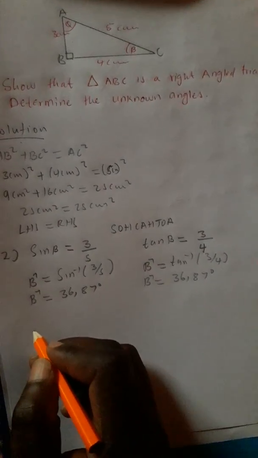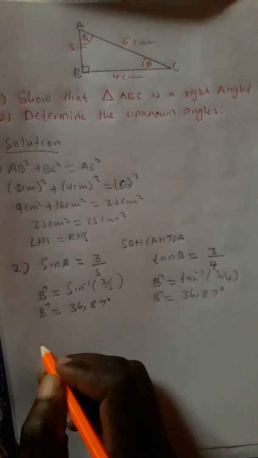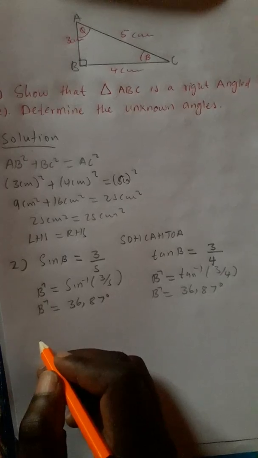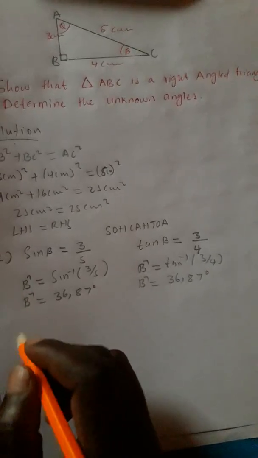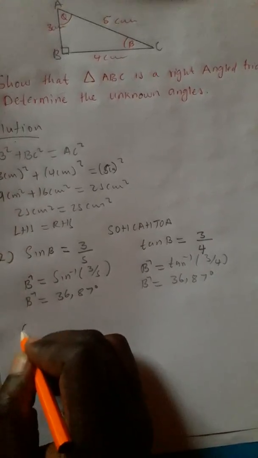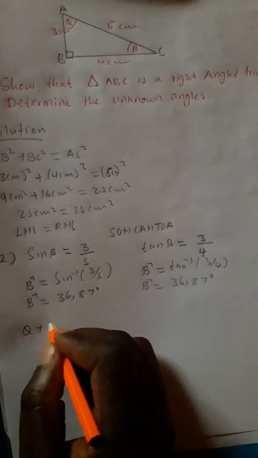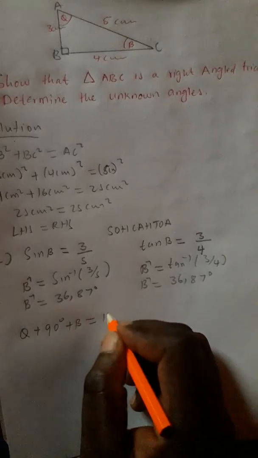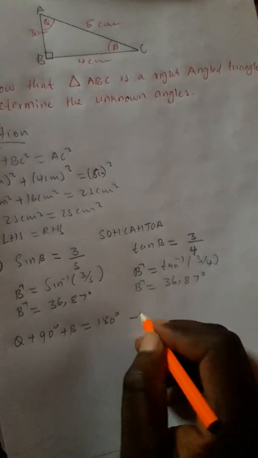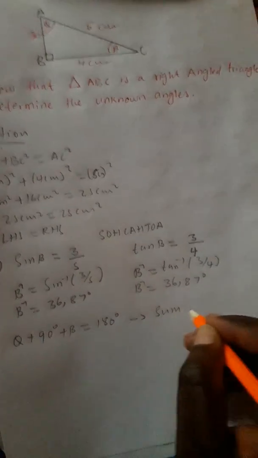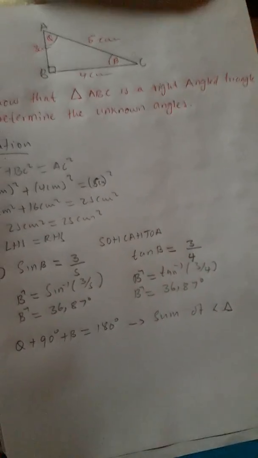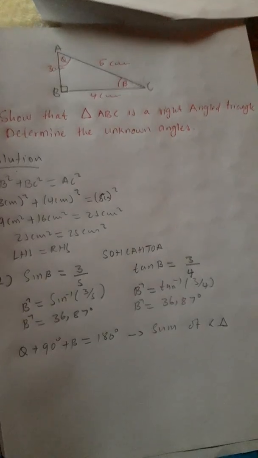So now we come to the other unknown angle, which is theta. To find that one, we have that the size of B is 90. We have that the size of beta is 36.87. It means that theta plus 90 degrees plus beta will be equal to 180 degrees. The reason will be sum of angles in a triangle.